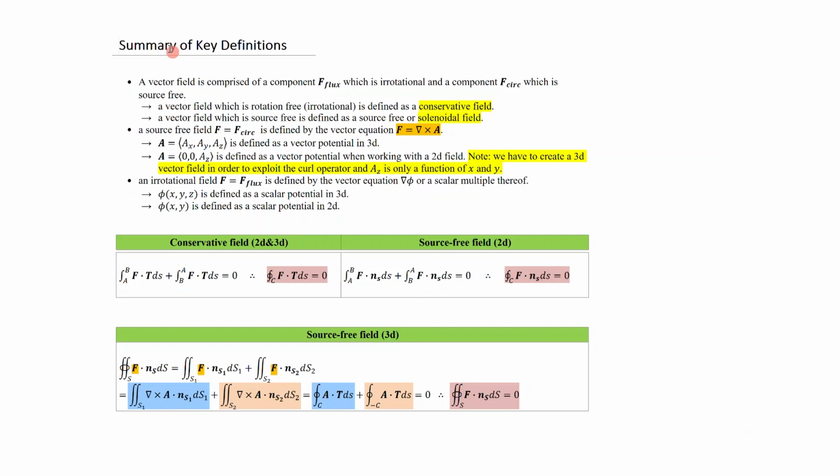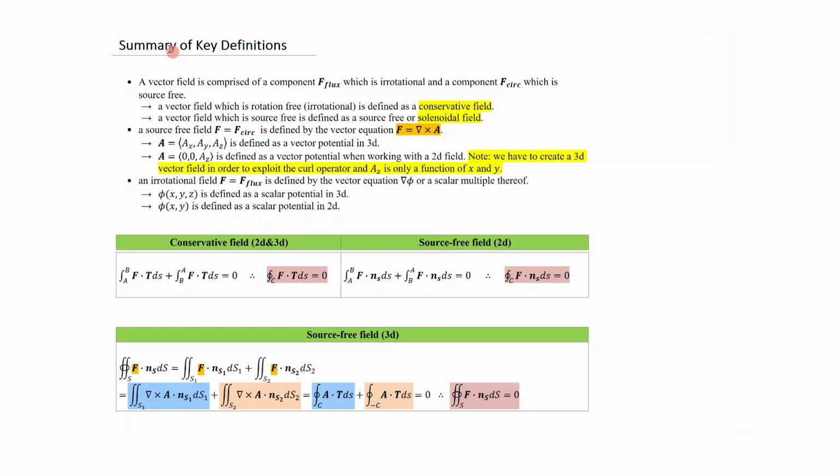An irrotational field, that's when F is just a source, and that means F flux is defined by the vector equation gradient of phi, where phi is a scalar potential. In 3D, it's just a function of X, Y, and Z, and in 2D, it's just a function of X and Y.